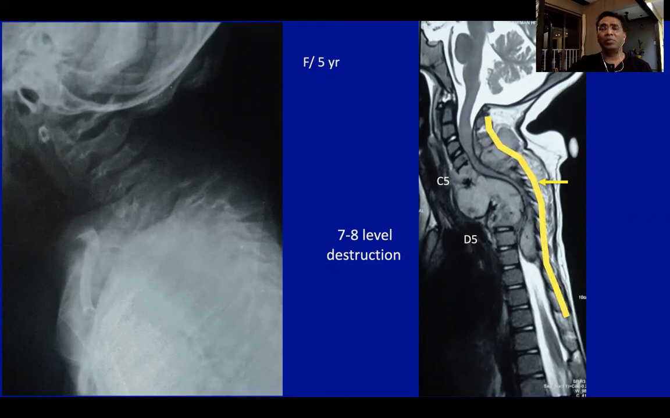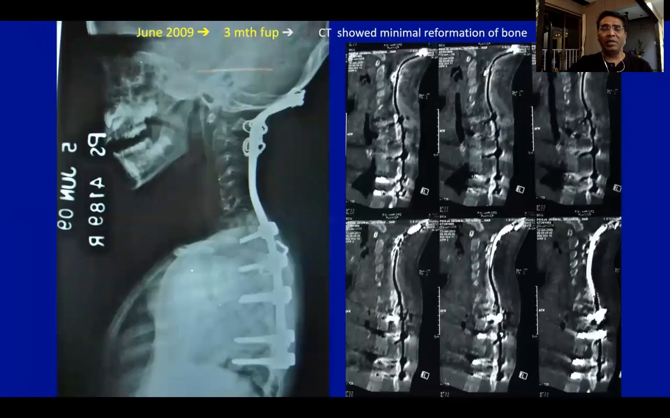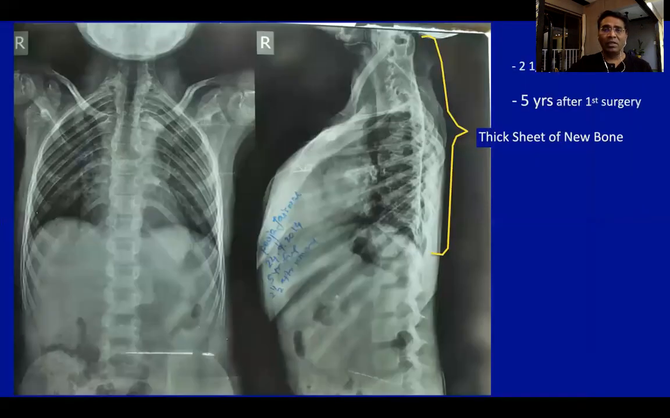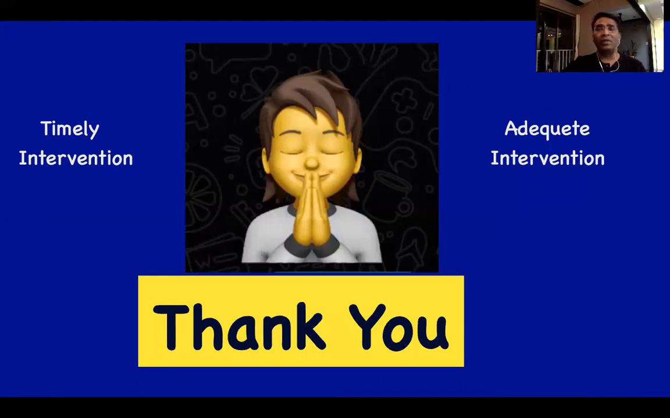Do an internal splinting posteriorly, okay, with the help of some screws and some sublaminar wires, and then decompress it anteriorly with the help of a costotransversectomy, or do whatever little you can anteriorly. But then you maintain the correction, to maintain the reduction. And pediatric patients sometimes show miraculous results, and the anterior bones have reformed so well. We removed the implants after 3 years, and you can see the final results. Okay, so timely and adequate intervention is the need to prevent any kyphosis. Thank you very much.